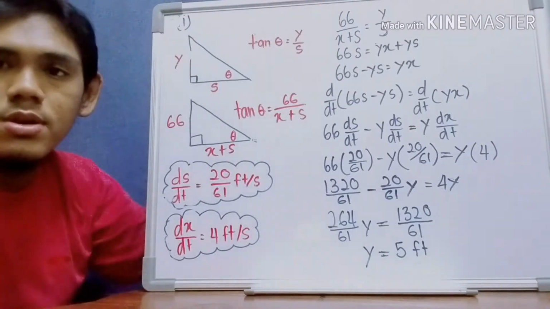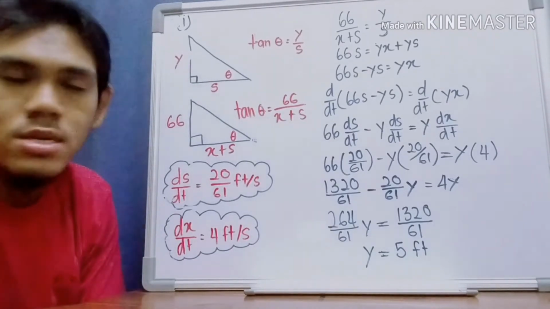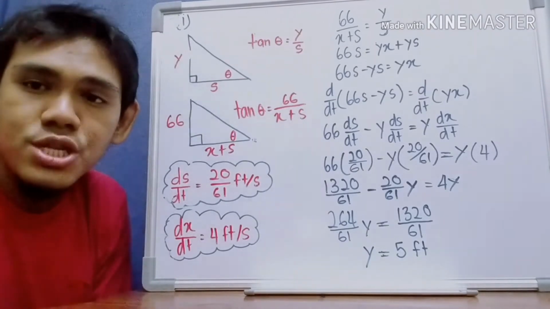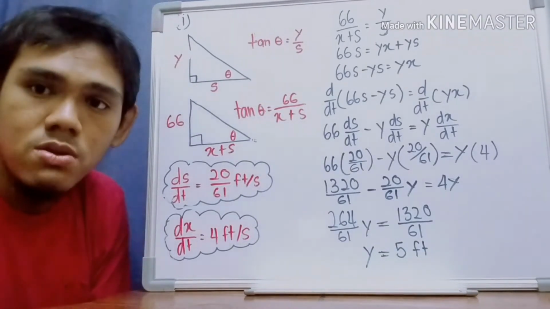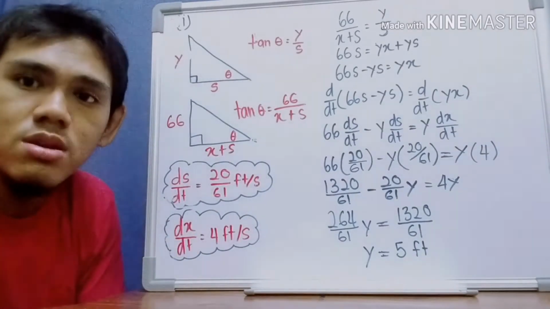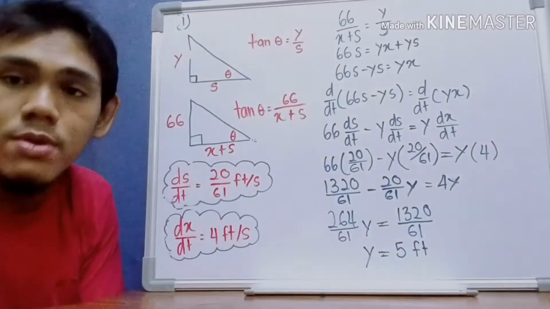Question A2. In this question, we need to find the height of the son, which is y, when the rate of change of the length of the son's shadow, ds over dt, is equal to 20 over 61 feet per second. So the first thing that we need to do is to draw two diagrams like this and label them.